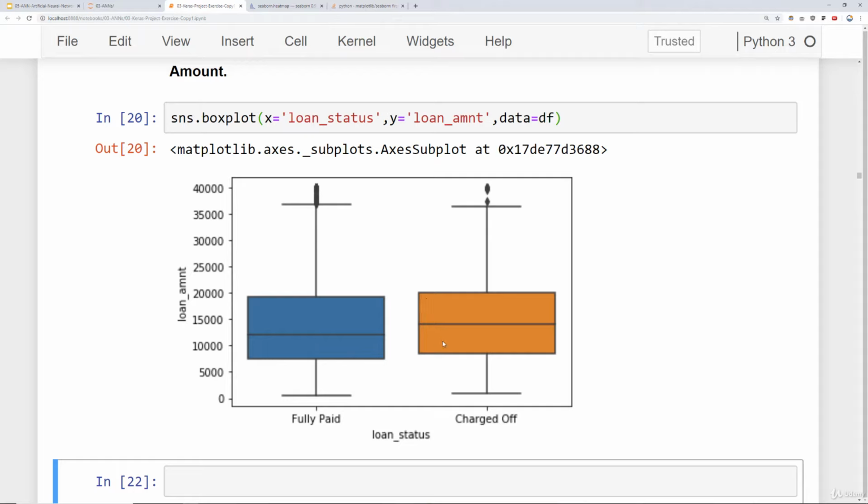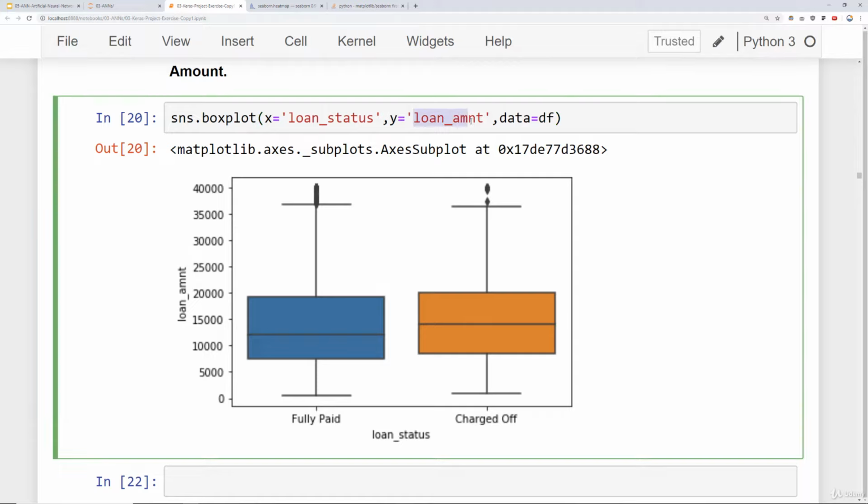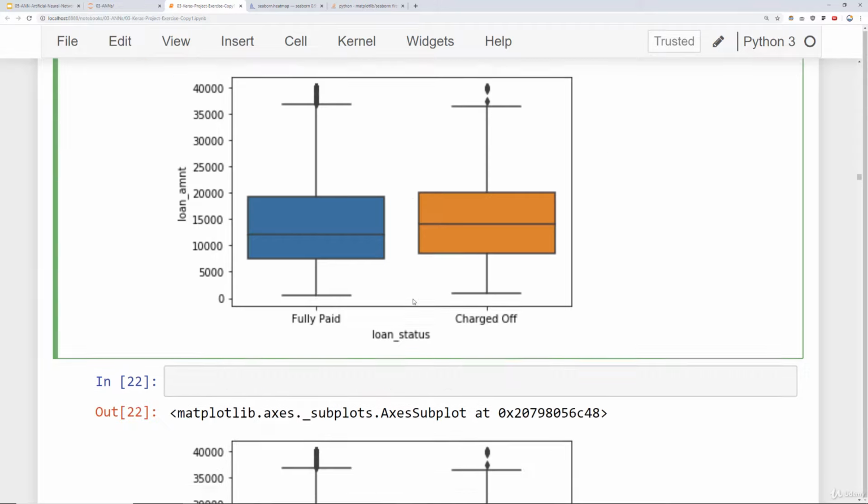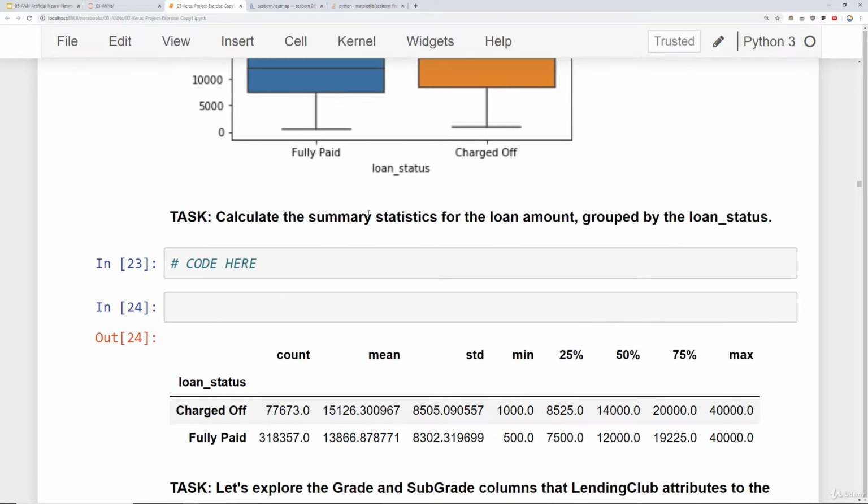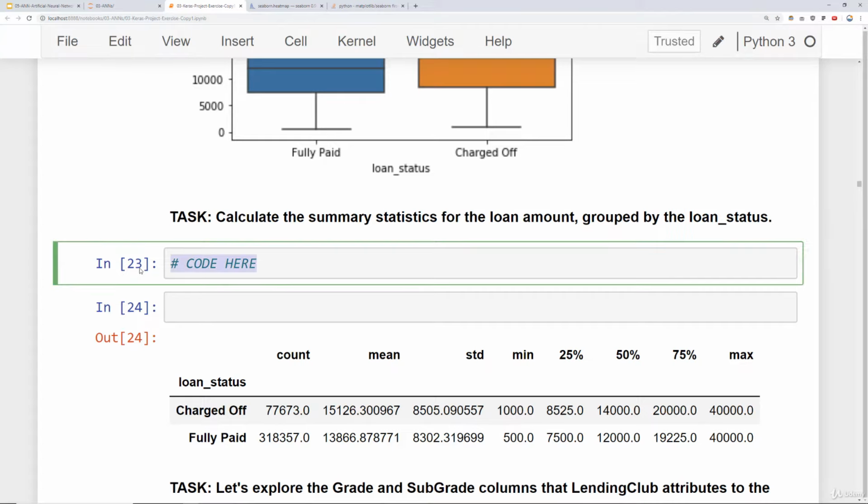Charged off loans, on average, you can see this box plot is slightly higher, meaning that if our loan amount is higher, we have a slight increase in the likelihood of it being charged off, which again intuitively makes sense, that it's harder to pay back larger loans than it is smaller loans. So they're extremely similar here, so this isn't a key indicator of whether or not someone's going to pay off their loan, but there is a slight relationship there that we can see from this box plot. And we can do this by just calculating summary statistics for the loan amount grouped by the loan status. So I can say the following.